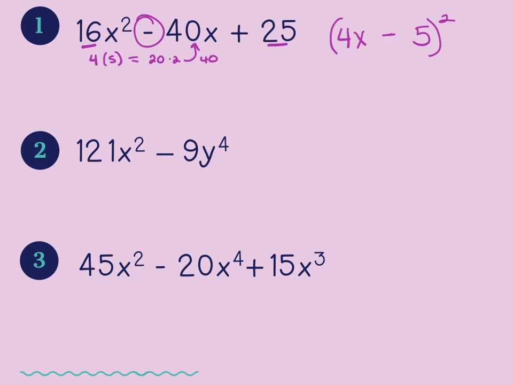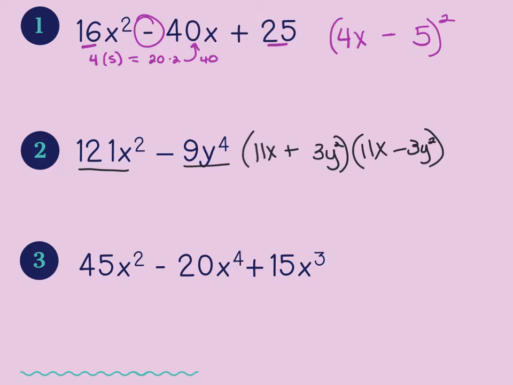2. Difference of 2 squares, right? The difference is obvious because it's a minus in between 2 perfect squares, 121 and 9. They're both perfect squares, so I'm going to factor it. I'm going to square root the first term, which would be 11x. I'm going to square root the last term, which would be 3y squared. One gets a plus and one gets a minus. And to make our life a little bit easier, we'll go in that order so everybody gets the same answers.